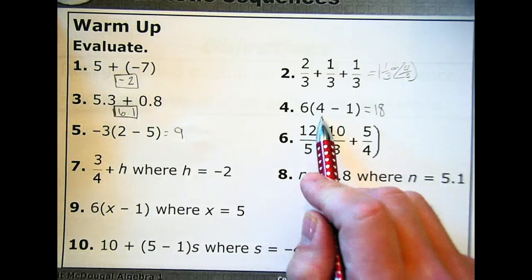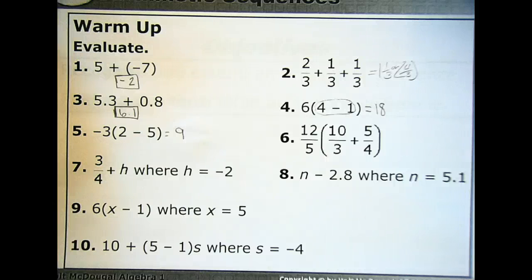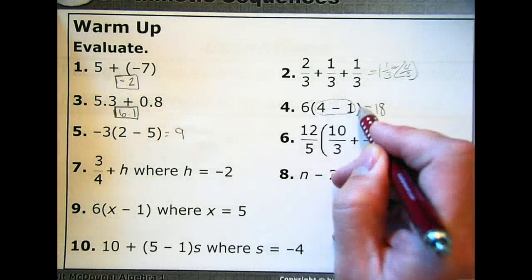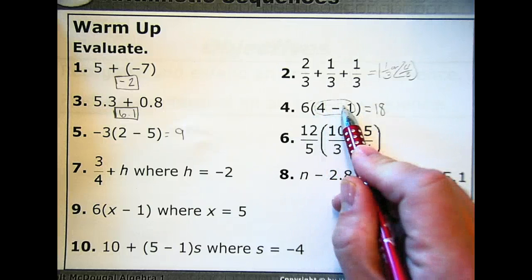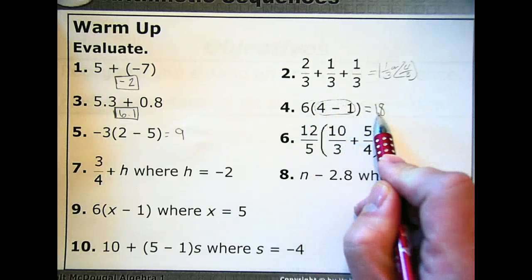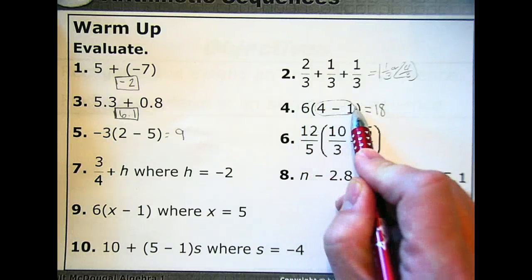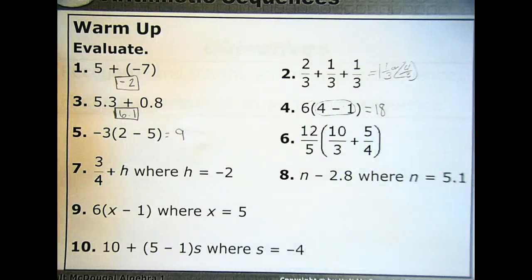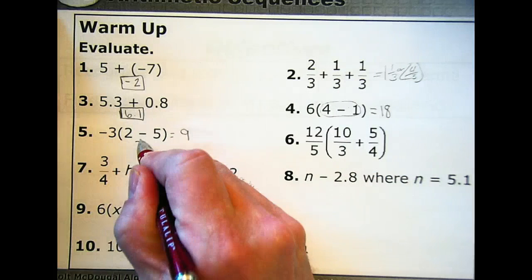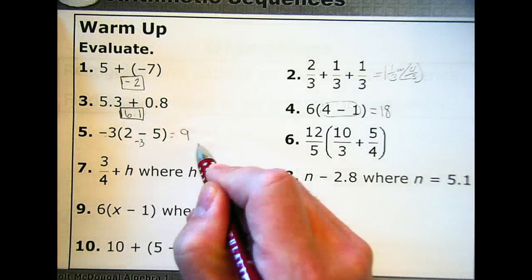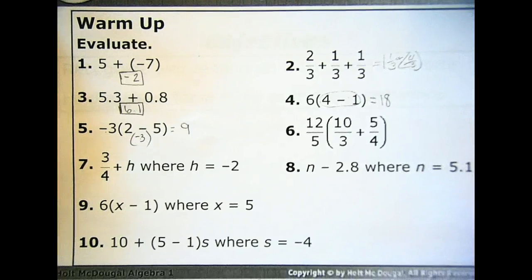Number 4, how many of you combined these first? How many distributed first? Either way works. I think it's a little quicker to go 4 minus 1 is 3 times 6 is 18. Or you could have done 6 times 4 is 24 and 6 times 1 is 6. 24 minus 6 is 18. Either way works. Number 5, same thing. This gives us -3 here, and -3 times -3 is +9. Good work.